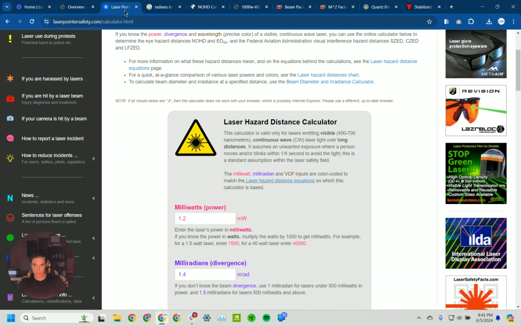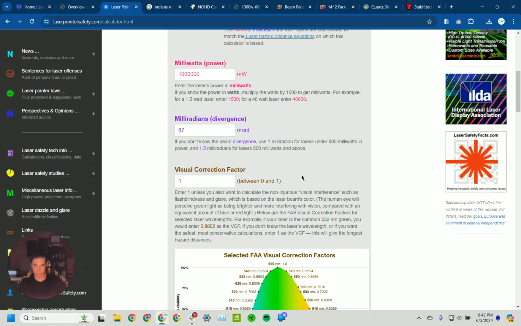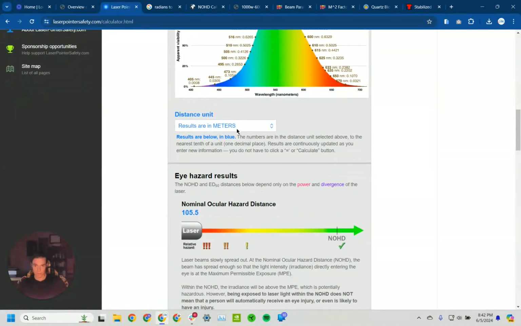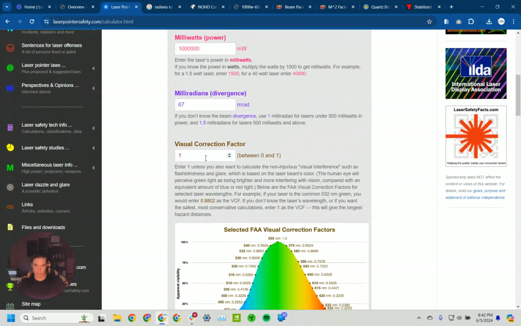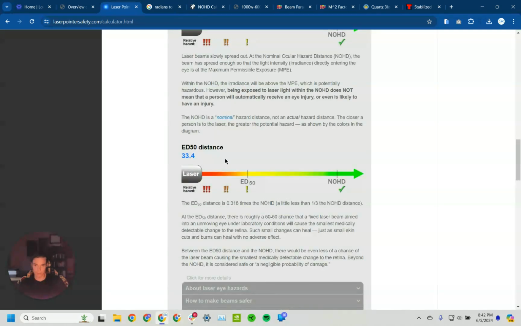So let's go to our other calculator. So we've got 1,000, 1,000. Hopefully you guys can hear my clickety-clackety keyboard. And divergence angle, 67 milliradians. So if this is in the same order of magnitude, then we're good. I think the variable here is this vision correction factor. But yeah, 100 meters is way too big.